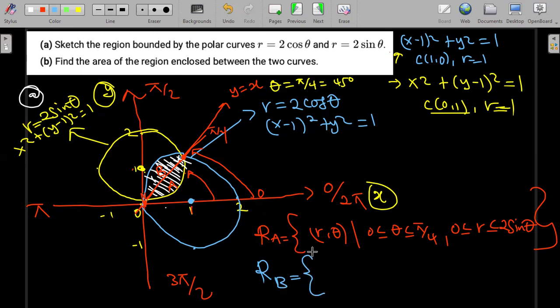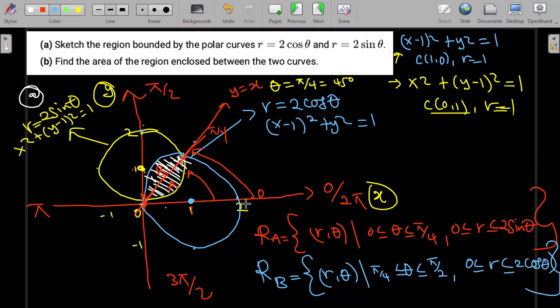Okay, so the region B will be r comma theta, such that now here the theta will be starting from this red line here, going all the way up to here. So it will be from pi over 4 to pi over 2. So it will be pi over 4 all the way to pi over 2. And then the r will be from 0 all the way to 2 cos theta.